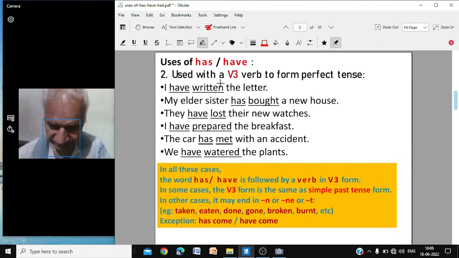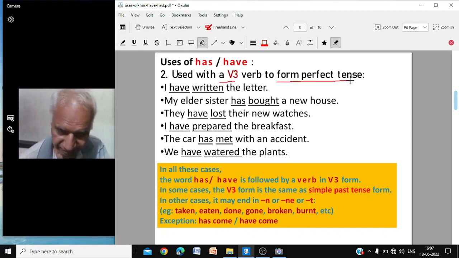The second use is you can use has or have with a V3 verb. Has taken, has gone, has done, they have written, they have spoken. Has or have plus a verb in the V3 form. I have written the letter. Now this is perfect tense. I have written, perfect tense.